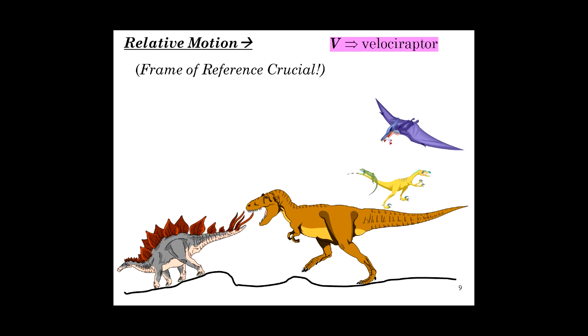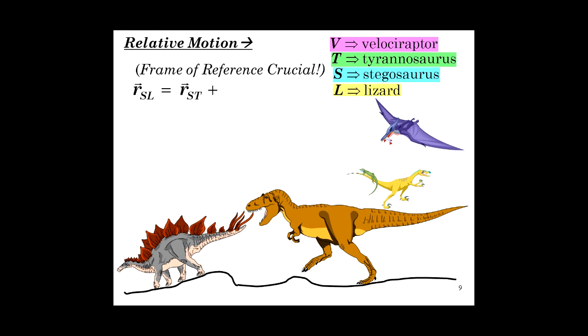All right, we're going to define these variables: V, velociraptor; T, tyrannosaurus; S, stegosaurus; L, lizard. And now we want to find the position of the stegosaurus from the point of view of the lizard. RSL. Well, that'll be RST, the stegosaurus position from the point of view of the tyrannosaurus. That's this. Plus the position of the tyrannosaurus with respect to the velociraptor. That's that one. Plus the position of the velociraptor with respect to the lizard.